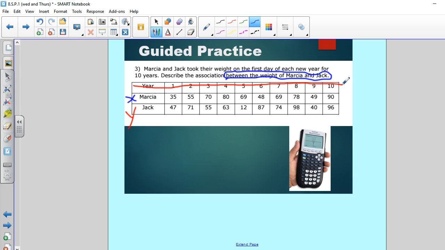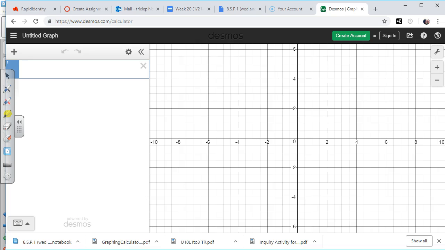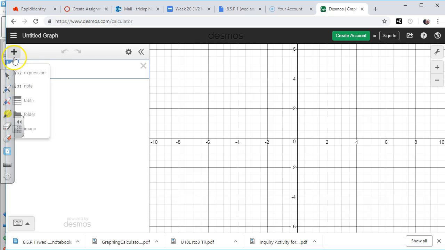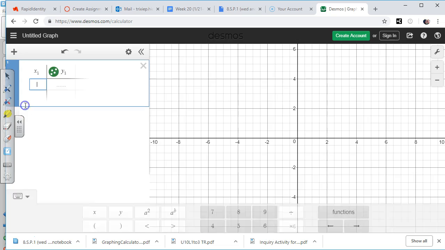Now, the reason I labeled those with an X and with a Y is because on the Desmos calculator, we can use something called a table function. And when we use the table function, we only need an X and a Y value for the ordered pair. So let's look at our Desmos calculator. When you first open it and start the calculator, you have this little table where you can enter in an equation. And you have this keyboard. But what I need is a table. I want to put in a scatter plot, a bunch of ordered pairs. So I'm going to click on the plus sign on the left, and I'm going to choose table.